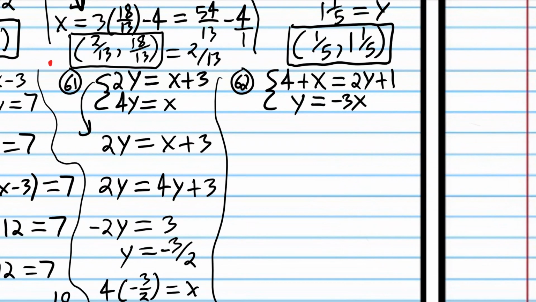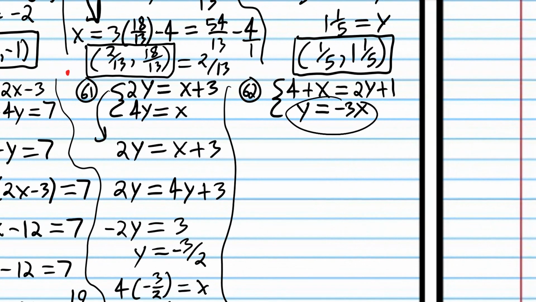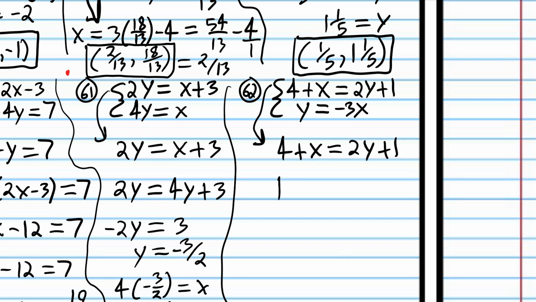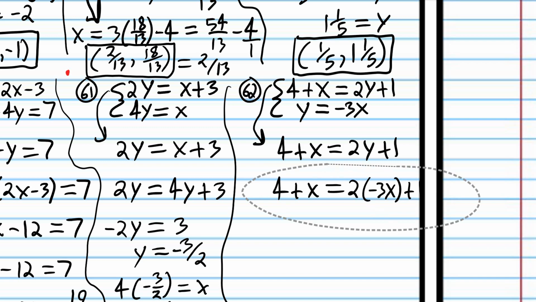All right, we're back. So y is isolated with this equation, so we're going to take the other equation, and we're going to rewrite it. But the difference is, instead of y, we're going to plug in what y equals. So negative 3x. Let me move that over a little bit.